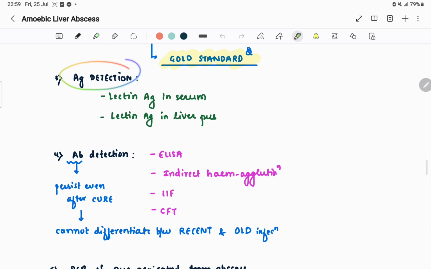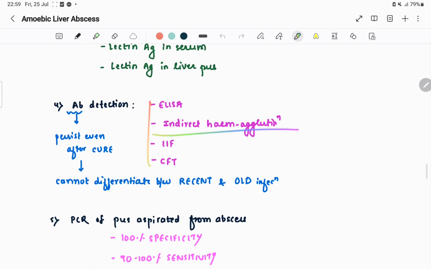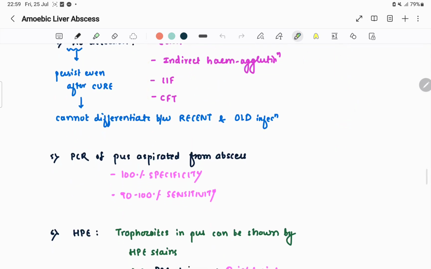Antigen detection you can do by lectin antigen. Lectin antigen is present, you can detect it. Antibody detection, you can write ELISA, indirect hemagglutination, that is IHA, IIF, and CFT. Okay, ELISA, IHA, IIF, and CFT, you can write all of this.